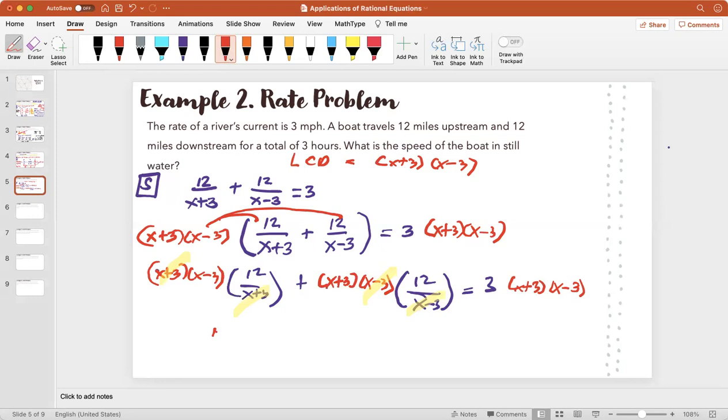Right. So what do we have left? X minus 3 times 12 plus. Right. You have quantity x plus 3 times 12 equals 3 times your x plus 3 times x minus 3. Let's multiply this by distributive property on the left side. X times 12 is 12x minus 36. How about here?